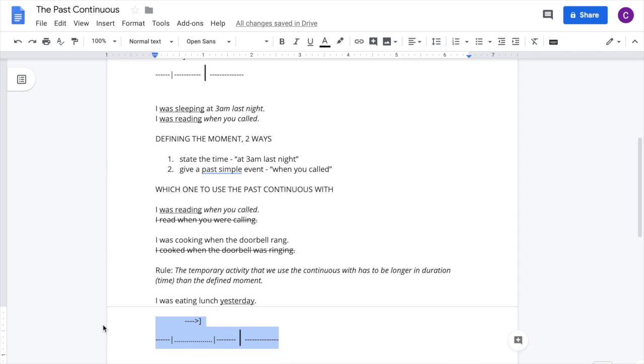So let's make this clear. This is not good. Let's cross this out here. All right, this does not work. This is not correct.